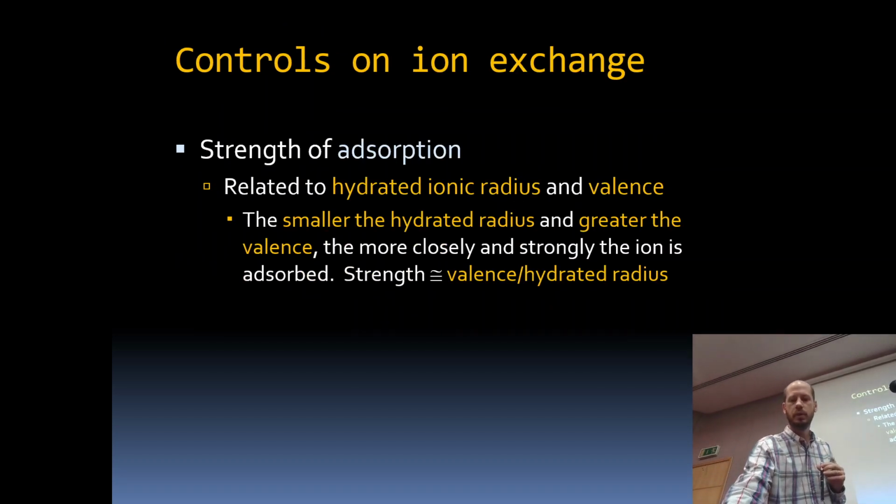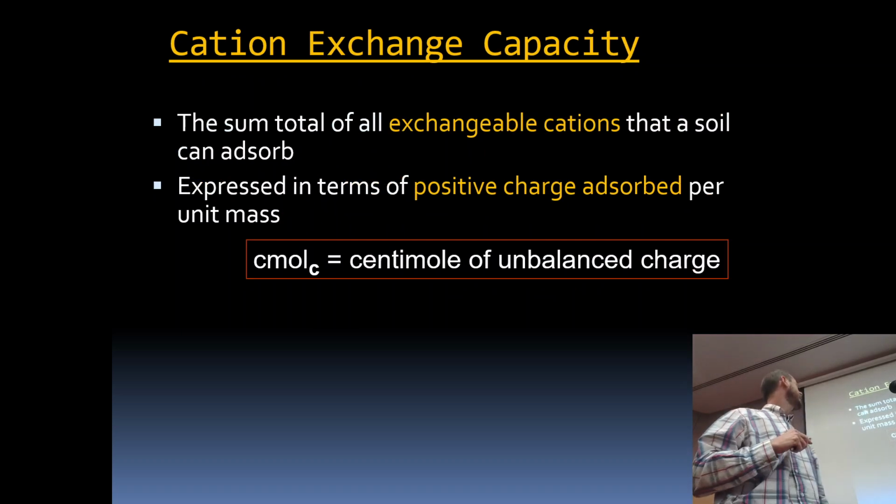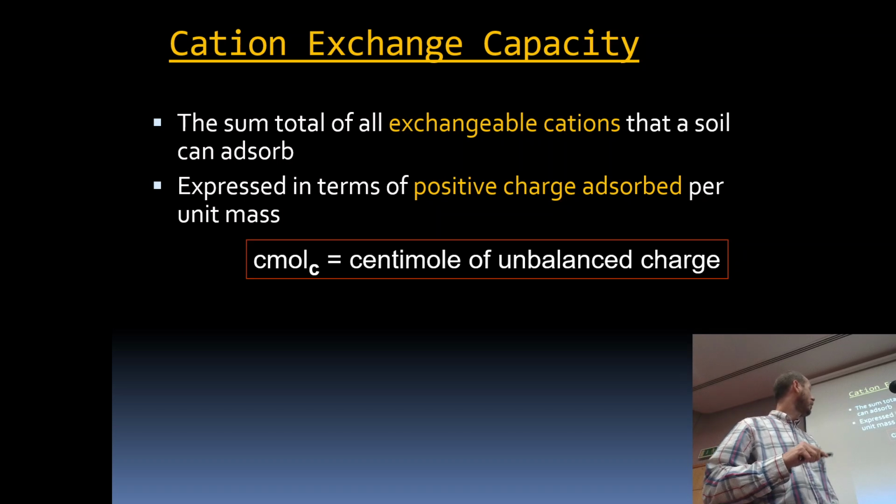Okay, we already talked about this part. So cation exchange capacity is the sum of all exchangeable cations in the soil, but actually it's a measurement of all the charge that you have in the soil. The units are centimoles of unbalanced charge, centimoles.